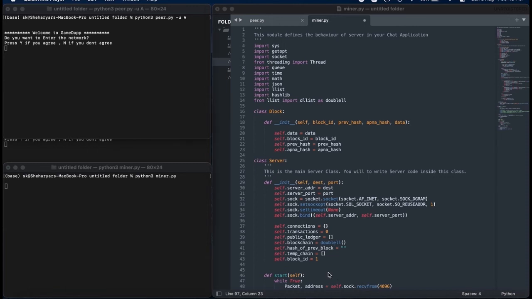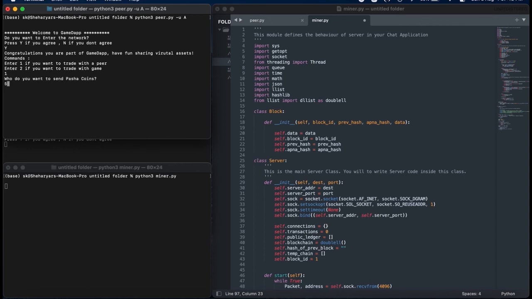In this demo, we have two peers and a central miner node which connects both the peers, and the miner node connects to other miner nodes, and the system expands. The first thing we can do in this API is exchange skins. We can send Pasha coins from one person to another. You just follow the API and enter how many Pasha coins you want to send. Like, I want to send 3, and the transaction is successful.